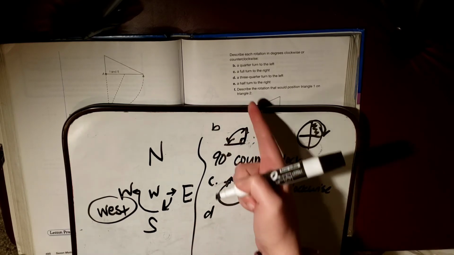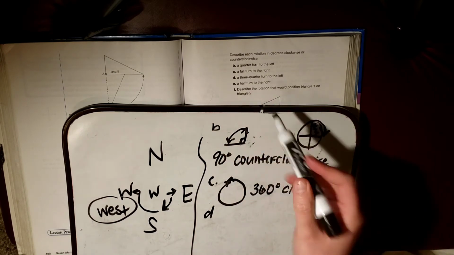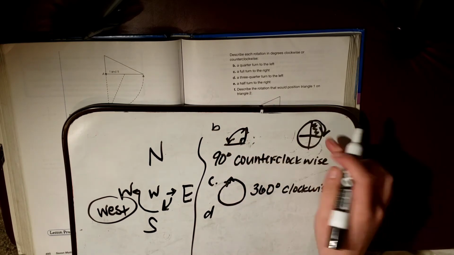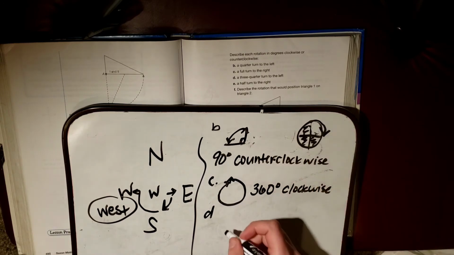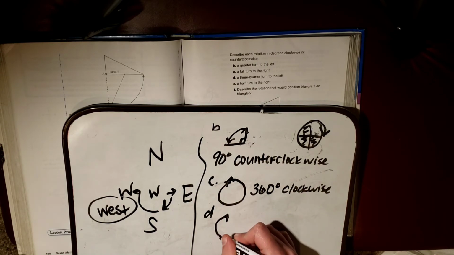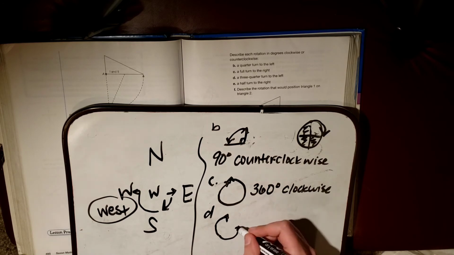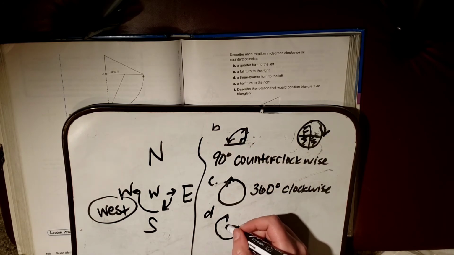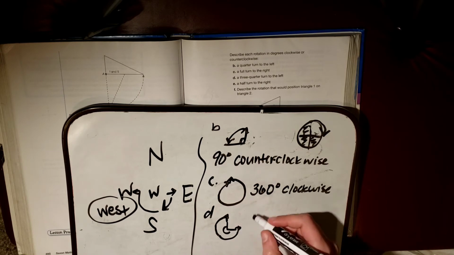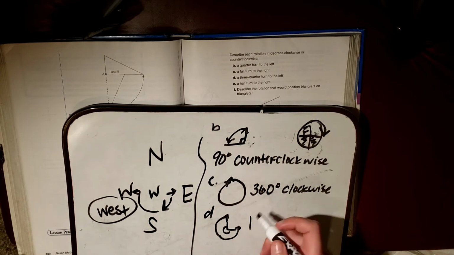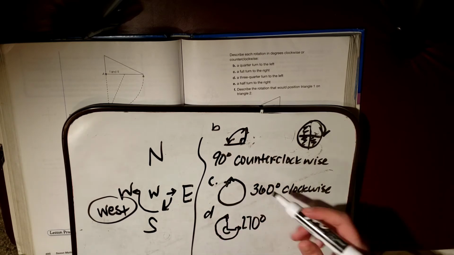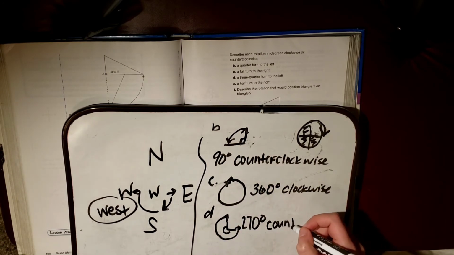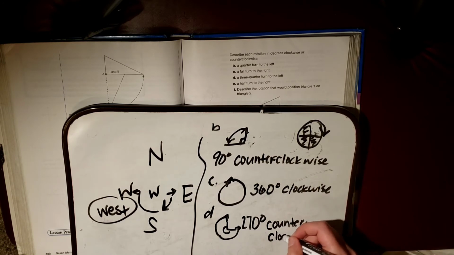And we have letter D, which is a 3/4 turn to the left. So again, we think of it as our circles. Well, I guess we're going left. So it'd be 1, 2, 3. So we start here and we go 1, 2, 3, and we end up there. So we have gone 270 degrees, and we're going left, so that is counterclockwise.